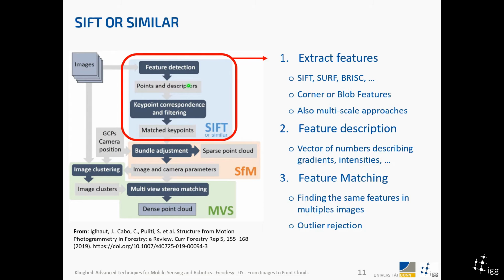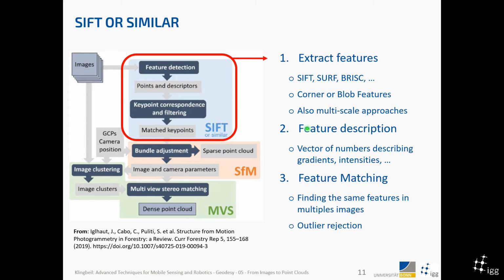So the first step is extracting features, right? So we extract features from the images and find very distinct points which we hope to find also in other images. Yeah, there are different names. I will not go at all into the methods of how that works, but there are features called SIFT or SURF or BRISK. Finding these features can be corners or blobs. So there are different ways of finding distinct features in the image.